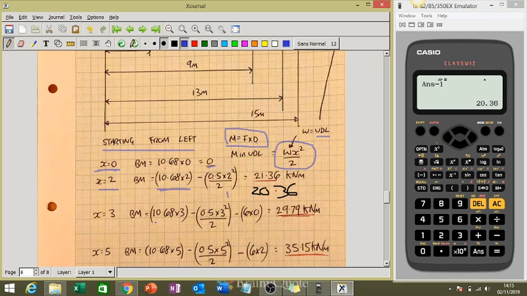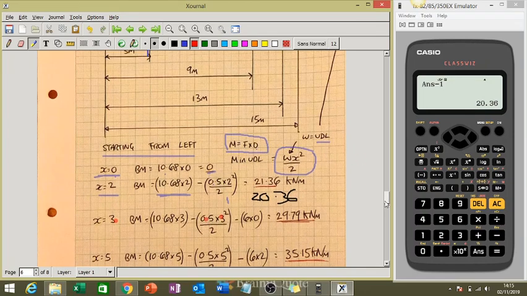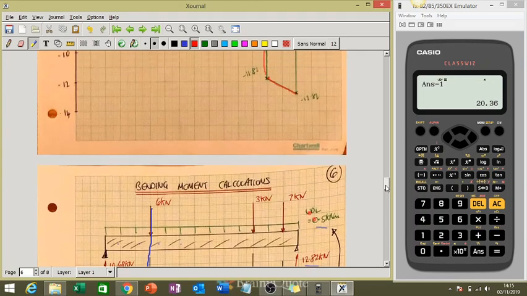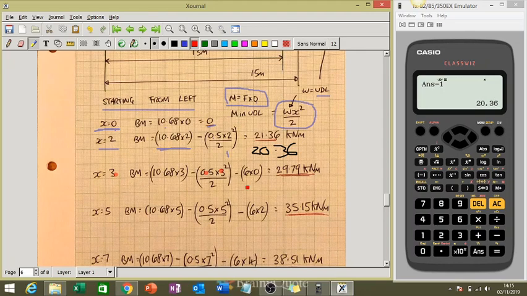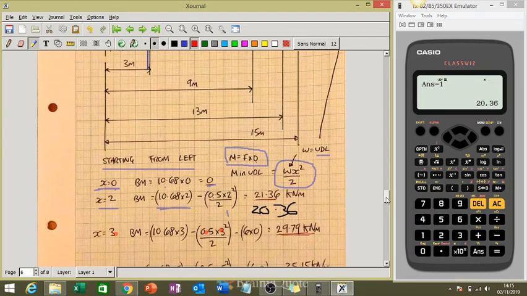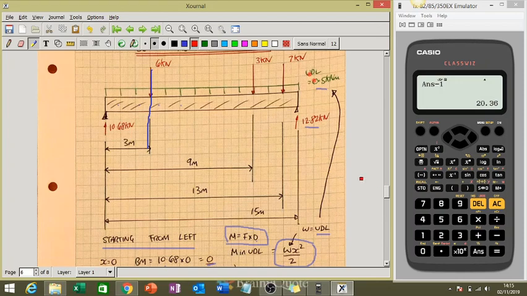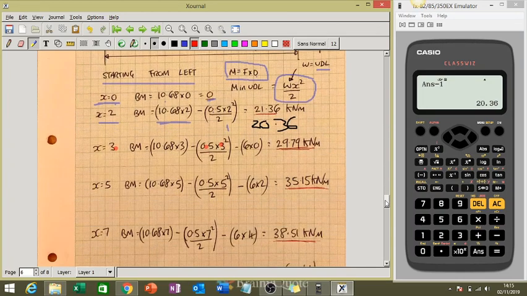So that's my reaction. Am I 3 meters in? That's my UDL, wx squared over 2. All that's changed is the 3, and 3, because the 0.5 is the same. 3 meters in, so let's just check now. Obviously that's 6 times, there is a force there, but because I'm directly below it, there's no moment, because there's no distance. So you can put it in, but it's up to you. But it is there, but it's not creating a moment.